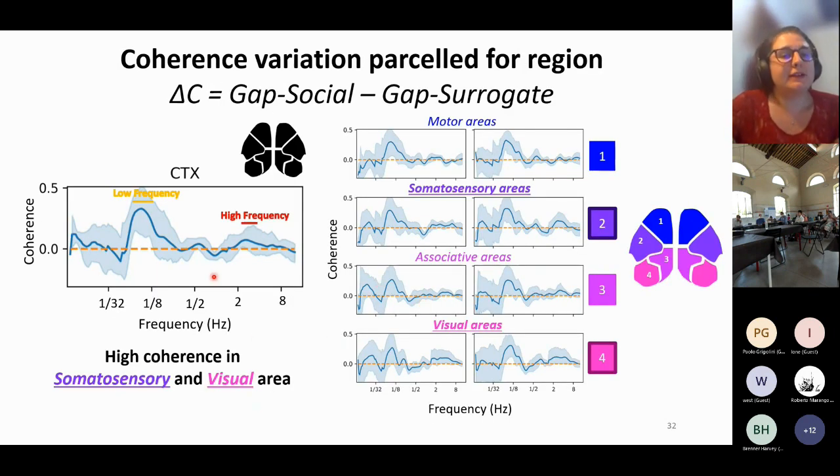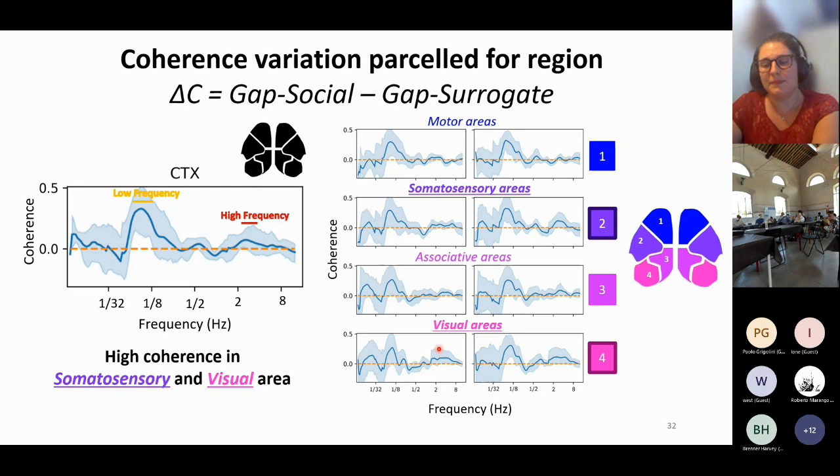Here I will report the coherence variation, defined as the difference between the coherence during gap social minus gap surrogate, in the first instance for the whole cortex and then for parcel brain regions. After this analysis, we observe the increase of coherence at low frequency and high frequency remain. But when we analyzed the coherence variation in different brain regions, in our study, we decided to divide the whole cortex into 4 macro areas: motor, somatosensory, associative, and visual area. In this case, the high and low frequency coherence peaks remain only in the somatosensory and visual areas.